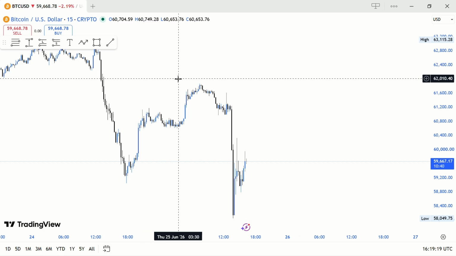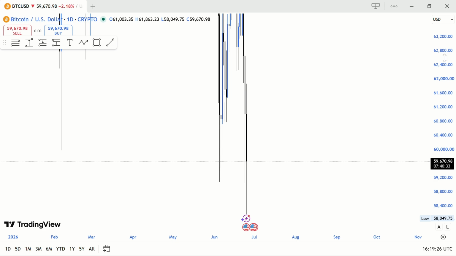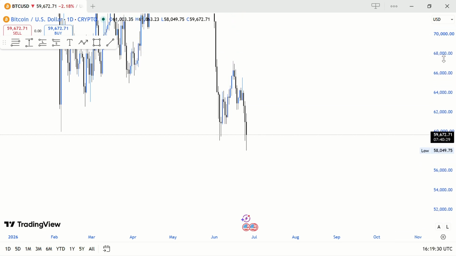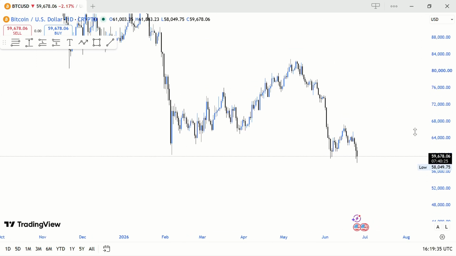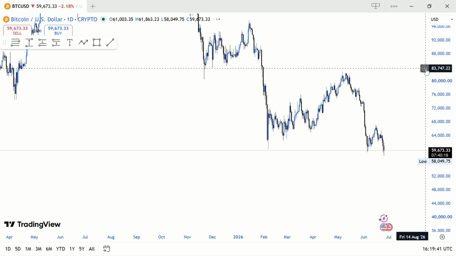So coming down to our daily time frame, which we have to do our top down analysis. That is the very first thing you have to do before taking any trade. So from the daily time frame, we notice how bearish BTC has been.